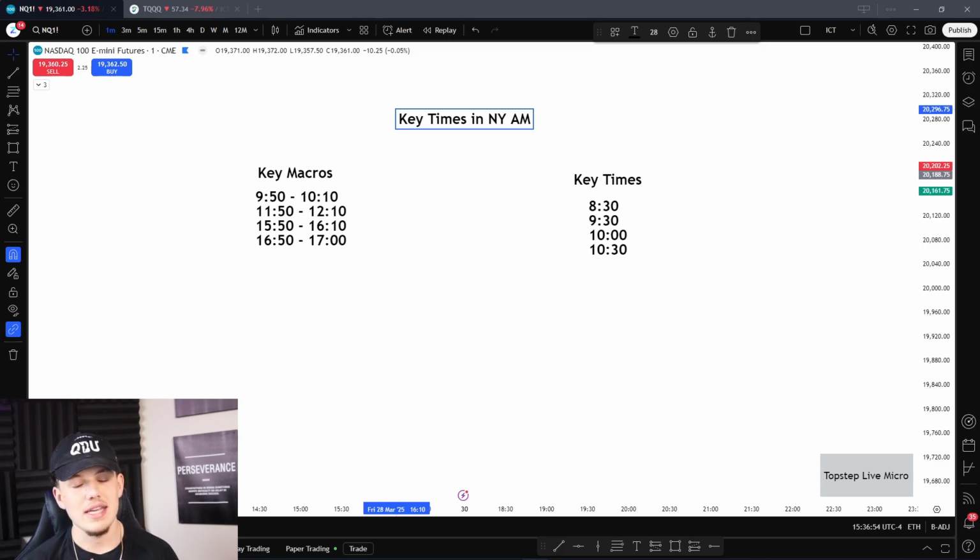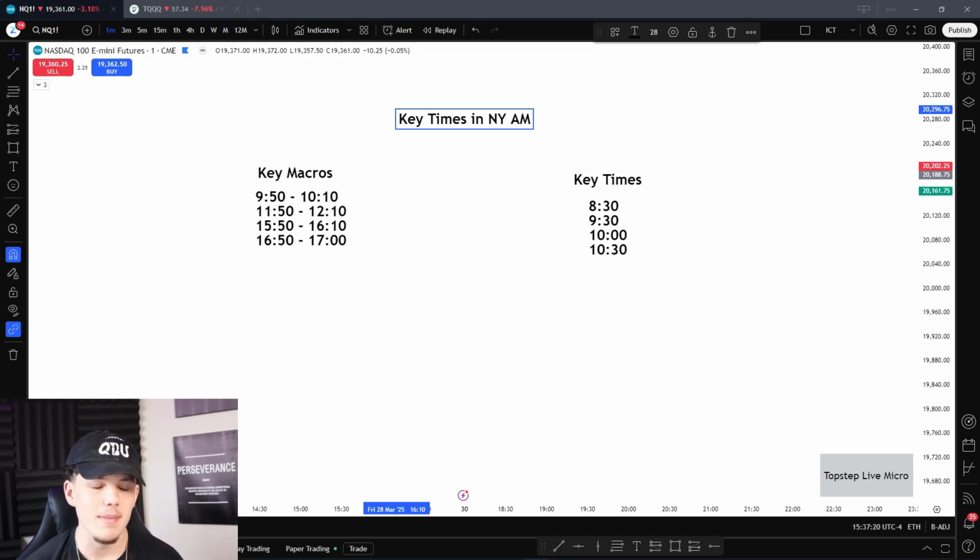Now, keep in mind these macros that I've noted out, the key macros, these are the only macros that you're going to need. It's nice to know the other ones, but you don't need them. 9:50 to 10:10, the number one, the star macro. Write down in your journal, star 9:50 to 10:10, opening range macro. That's what this is called, the opening range macro. This is the best, the bread and butter, the number one macro and the number one thing you are going to need to become a profitable trader.